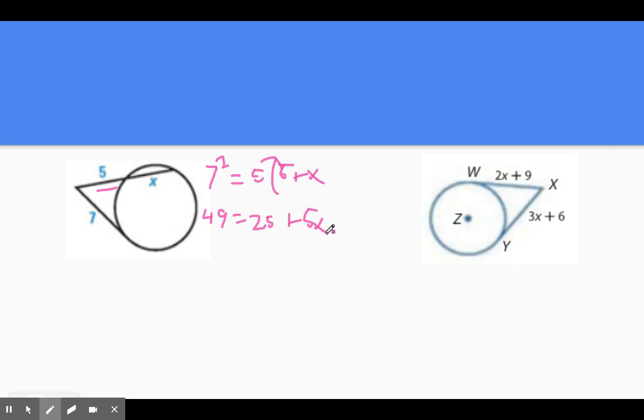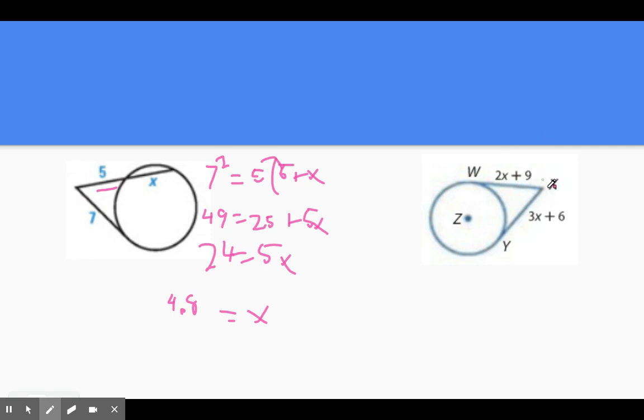49 minus 25 gives you 24. So you end up with 24 is equal to 5x. You divide by 5. You don't get a whole number, but that's okay. 24 divided by 5, x is equal to 4.8. Don't be afraid of decimals. Decimals are just numbers. It's all good.